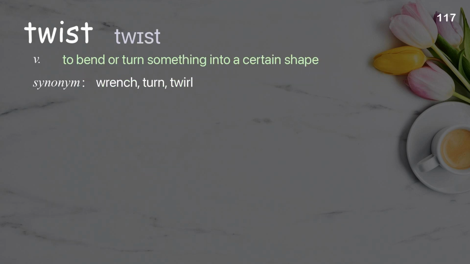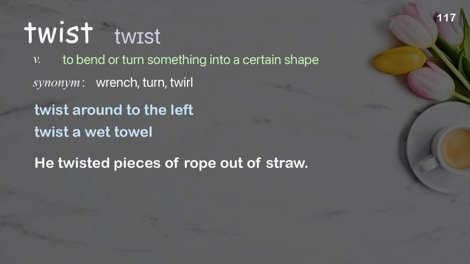Twist. To bend or turn something into a certain shape. Examples: Twist around to the left. Twist a wet towel. He twisted pieces of rope out of straw.